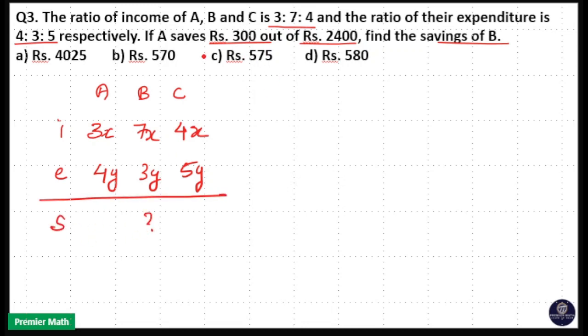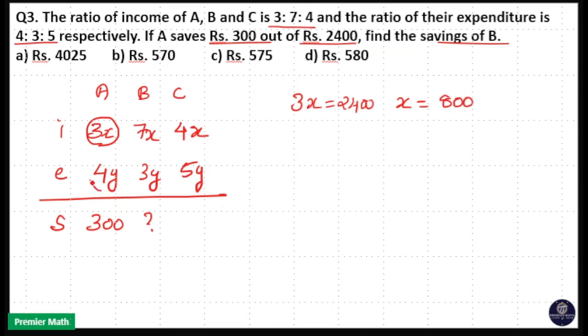Here A saves 300 out of 2,400. That means A's savings is 300 and the income of A is 2,400. So 3x is equal to 2,400. That means x is equal to 800.